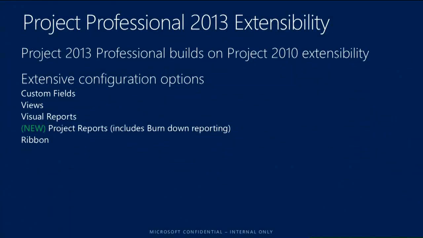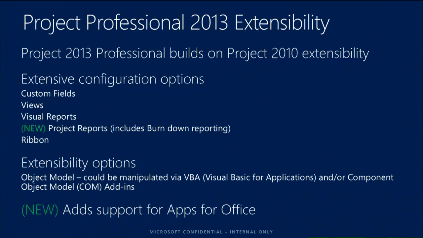So if we look at the Project client extensibility, for those who've worked with it before, you can more or less still do the same. It has, for those who know, extensive options for doing configurations. There are custom fields, views, some of you call them columns, and visual reporting. There's also the new project reporting area that, again, we're going to show later live, including the burn down reporting. It's just put up there because everybody's asked about it when they do Scrum or Agile projects: can we do a burn down? But now it can. And the ribbon in general can be customized as well. Also, using VBA, or Visual Basic for Applications, you can obviously manipulate the object model or do COM add-ins as well. So that has not changed at all.